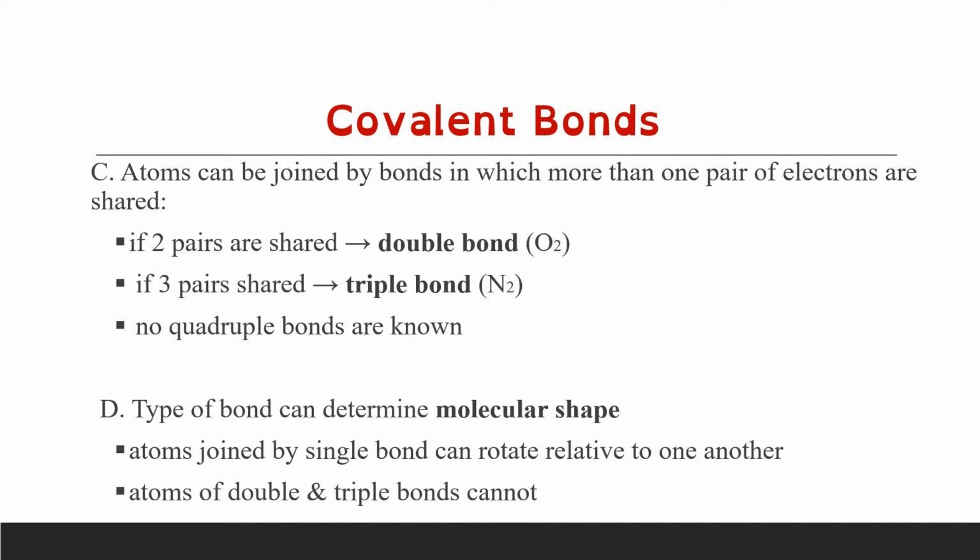The type of bond between atoms has important consequences in determining the shape of the molecules. For example, atoms joined by a single bond are able to rotate relative to one another, whereas the atoms of double bonds lack this ability. So, the more bonds there are, the more rigid a molecule will be.